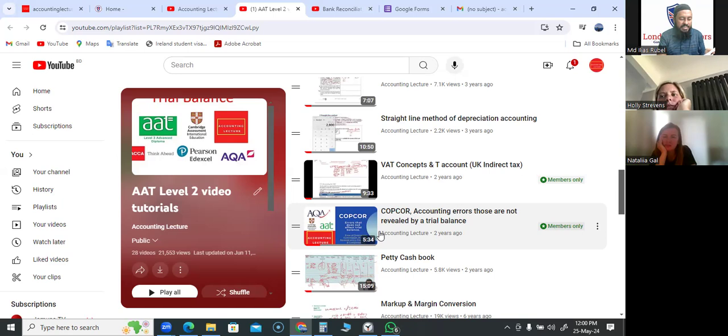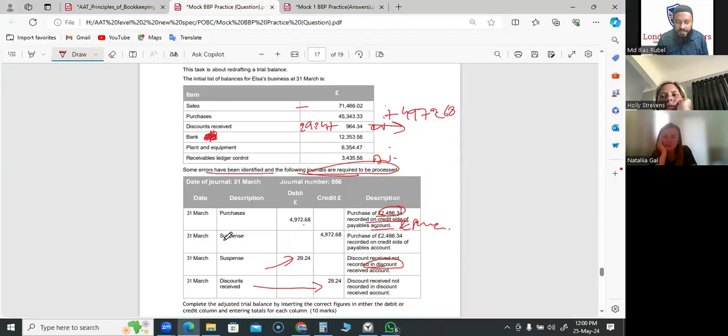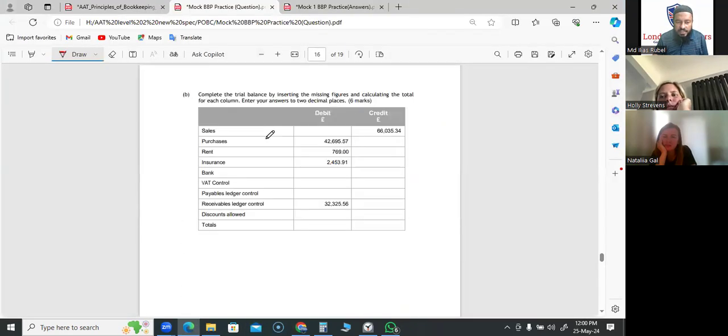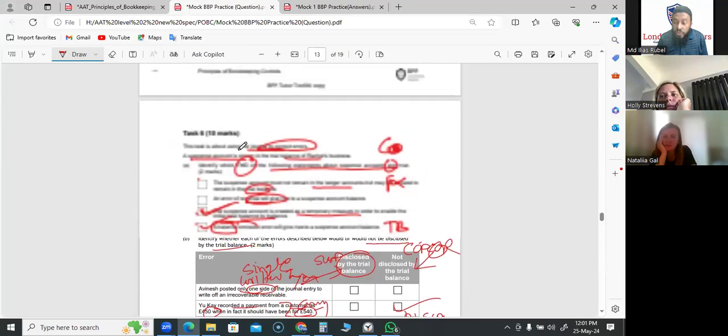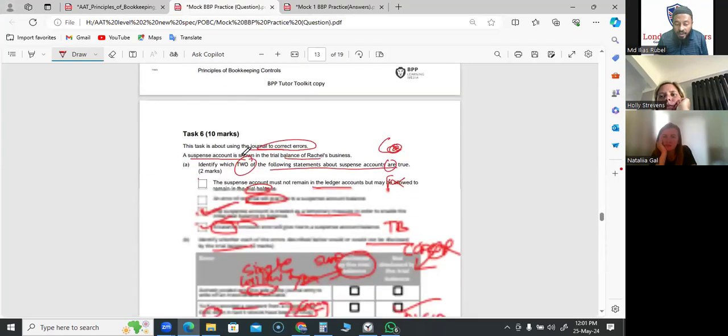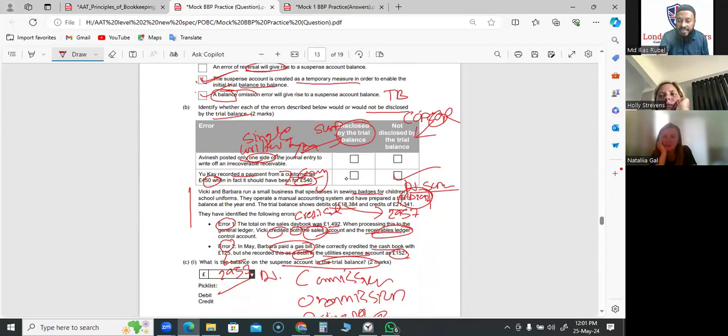So that is 6B: errors revealed by the trial balance and errors not revealed by the trial balance. COPCAR errors are not revealed. I have written already: omission, commission, reversal. If it happens, your trial balance will still balance. There will be no suspense account, but you need to correct it through a journal. Like an omission of £50 purchase: you put the entry purchase debit, payables credit, no suspense.